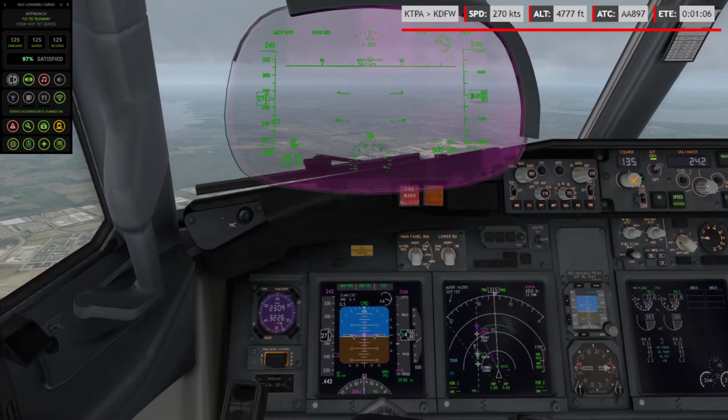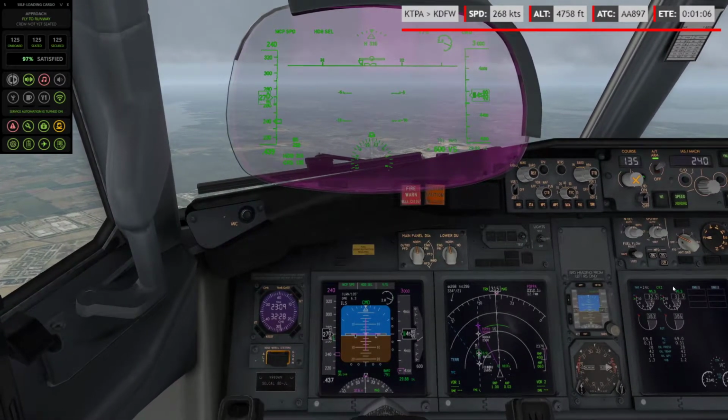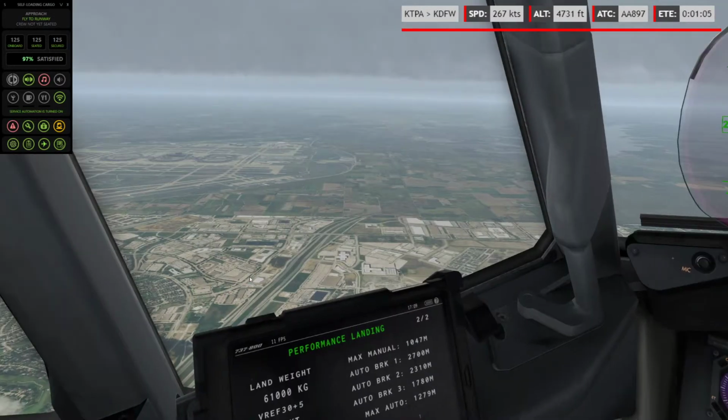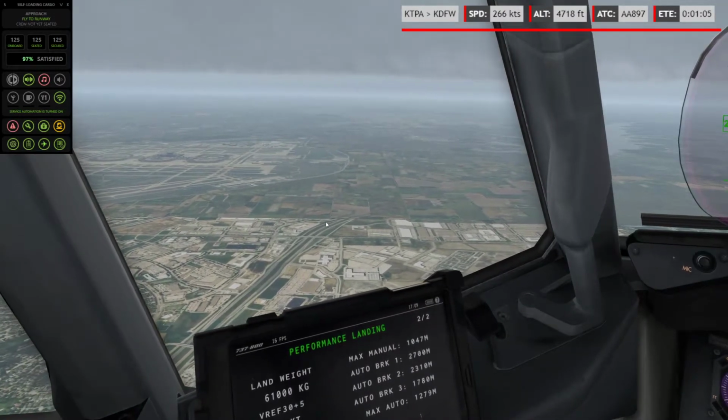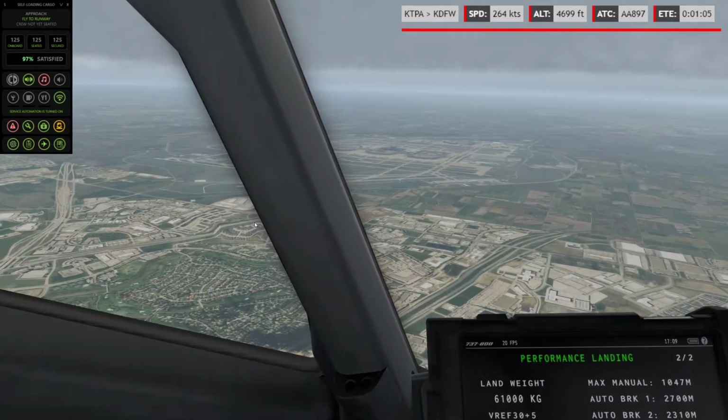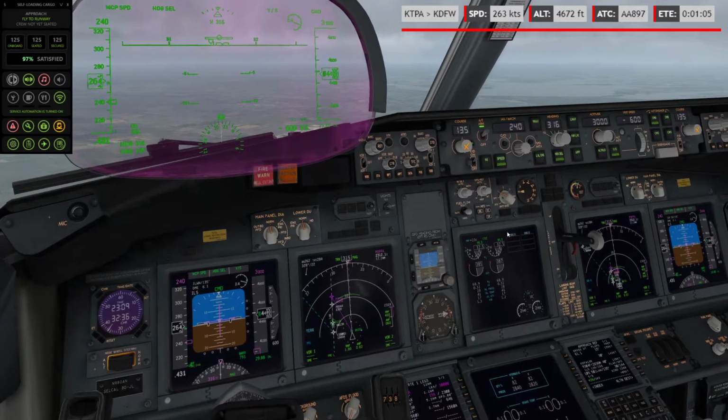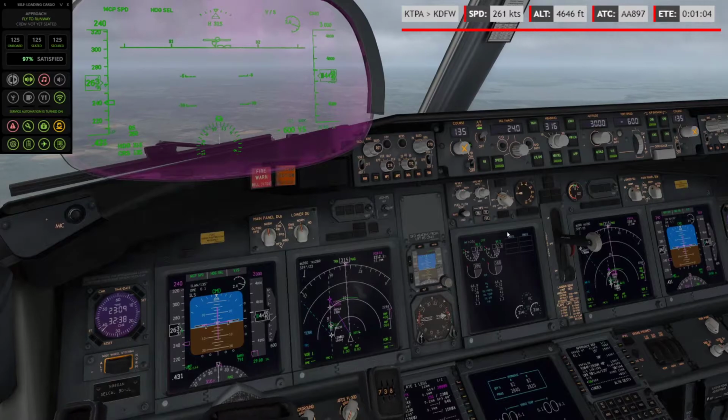Alright, I think we can start slowing down. We are just about abeam the 13 right threshold, nearly.